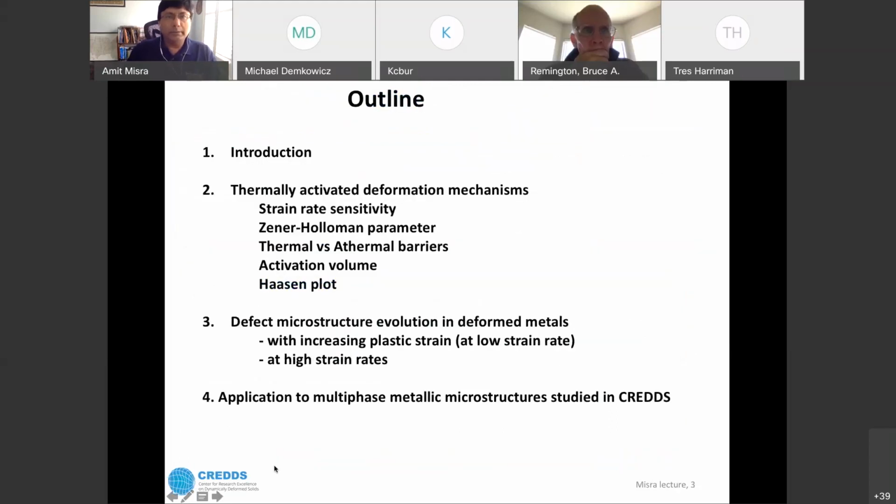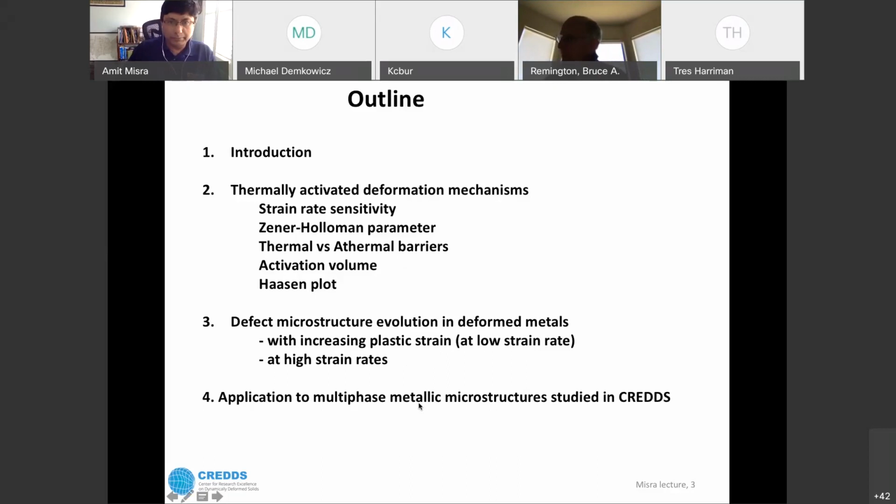So the outline is a very brief introduction about the microstructures and why it is important to appreciate the microstructure before we can understand the deformation mechanisms. Then the lecture has two parts. The first part will be on thermally activated deformation mechanisms, concepts such as strain rate sensitivity and barriers to dislocation glide, activation volume, and Haasen plot analysis. And then we'll look at defect microstructures and deformed materials, initially at low strain rate and then at high strain rate, and be able to compare and contrast these.